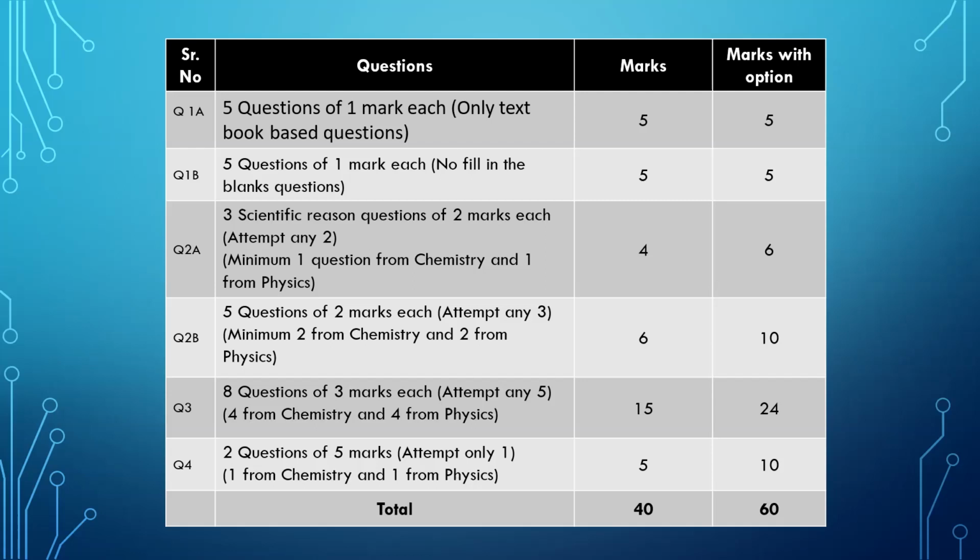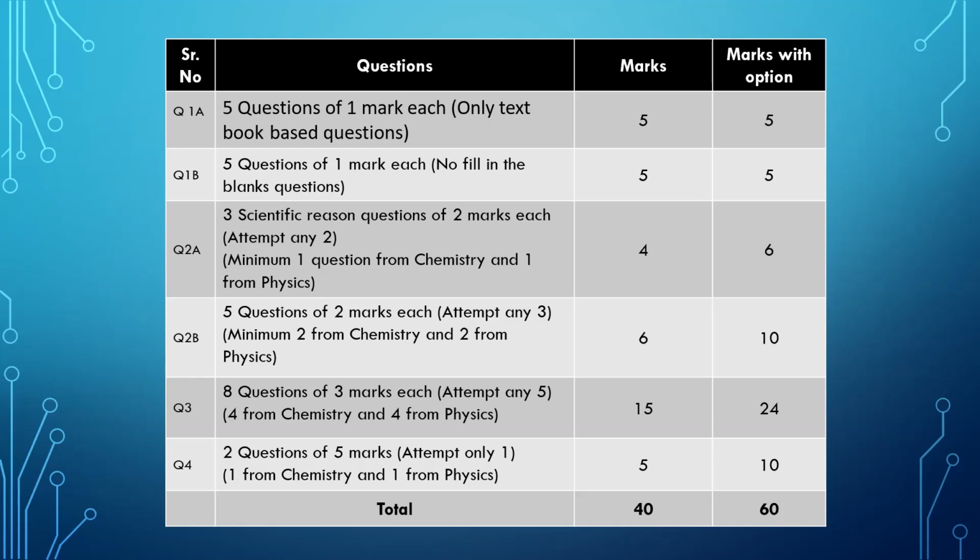If 1 question consists of 2 marks, how many marks will there be? 4 marks, right? Because you have to attempt only 2. And with options, how many marks is it? 6 marks. Because 3 questions are given, and out of that you have to write 2. After that, students will come to question number 2b.